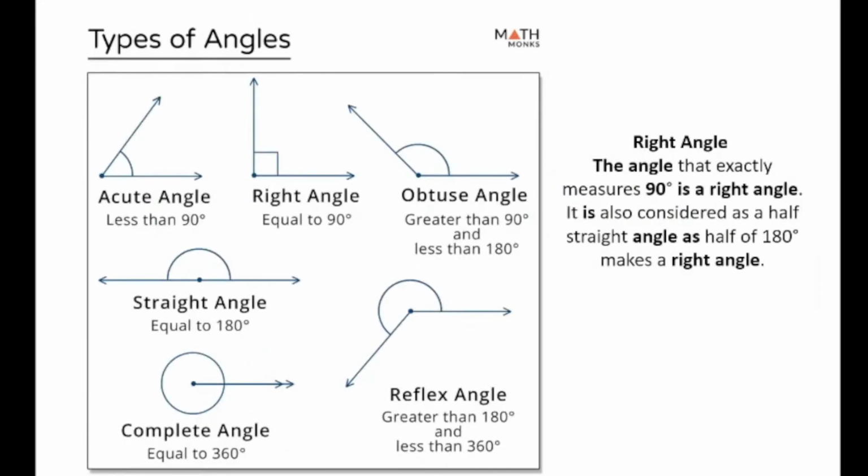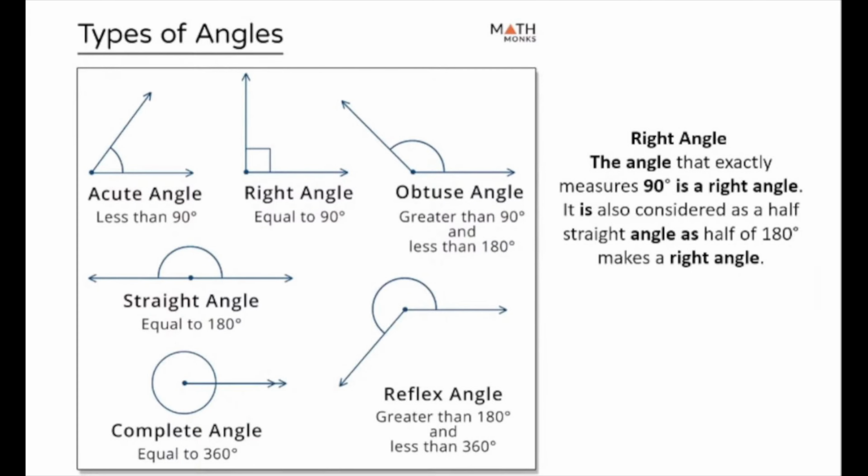There's an acute angle, which is less than 90, a right angle equal to 90, an obtuse angle greater than 90 and less than 180, a straight angle 180, a reflex angle greater than 180 and less than 360, and then a complete angle equal to 360. Right angle: the angle that exactly measures 90 degrees is a right angle. So when we talk about sextant and take your 90, subtract from 90, it has to be a right angle because it's got the 90. Okay, it's pretty obvious.